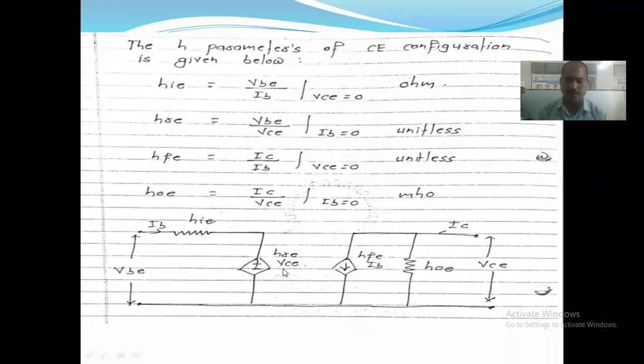Hi. Okay, so hre into VC. VC indicates that it is a voltage source. That's why there is a plus minus sign for it. Okay, this is the thing with respect to input.